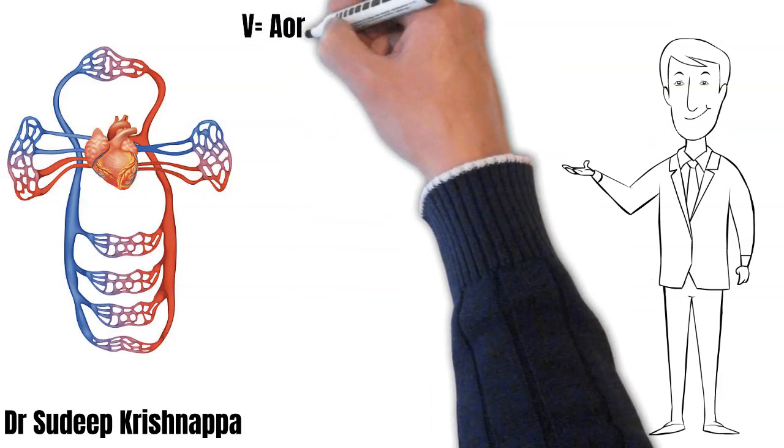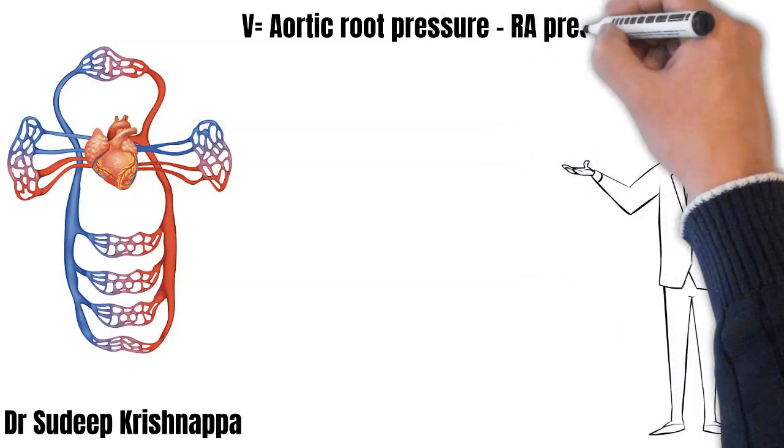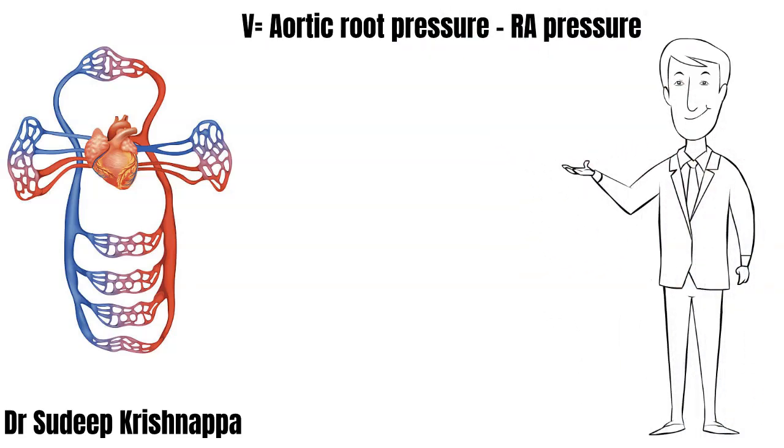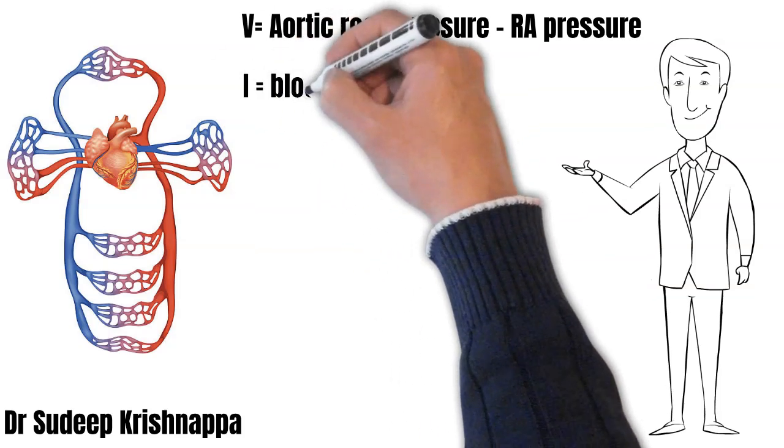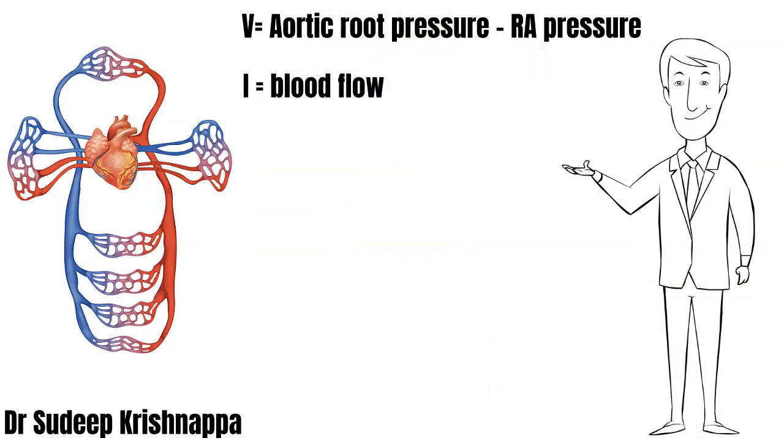Now, in this picture, the heart replaces the battery. The contraction of the heart generates a pressure in the aortic root. The difference between the aortic root pressure and the right atrial pressure becomes the driving force for the blood to flow from aorta back to the right atrium. Now, the I, the flow of current in the electrical circuit, is now replaced by the flow of blood.